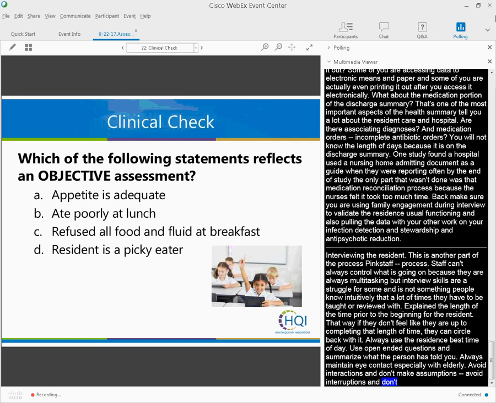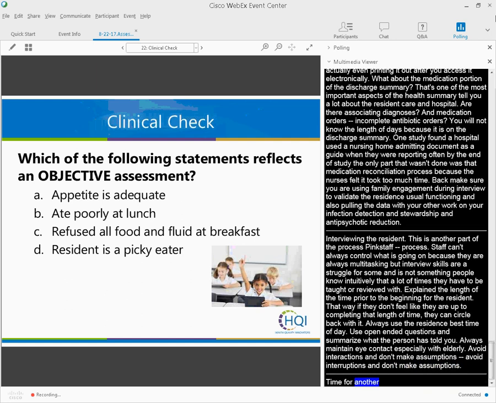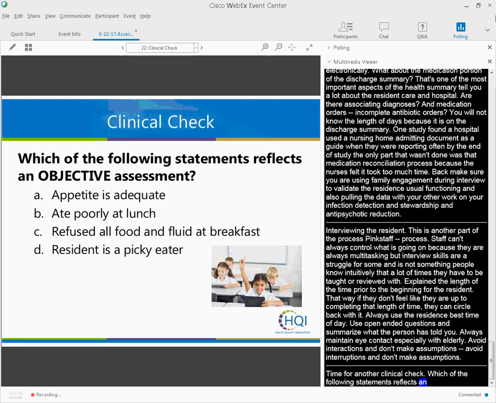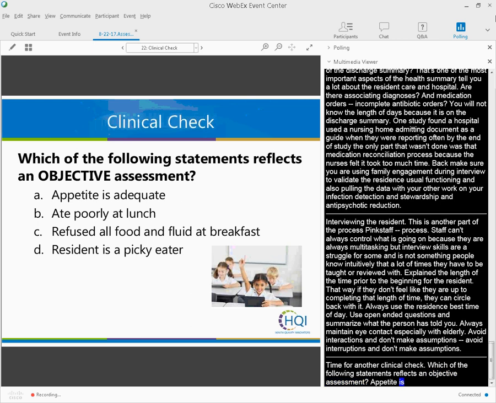Okay, time for another clinical check. Which of the following statements reflects an objective assessment? A, appetite is adequate. B, ate poorly at lunch. C, refused all food and fluid at breakfast. D, resident is a picky eater.